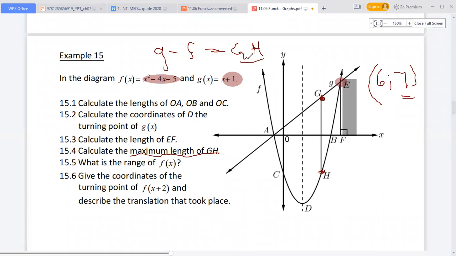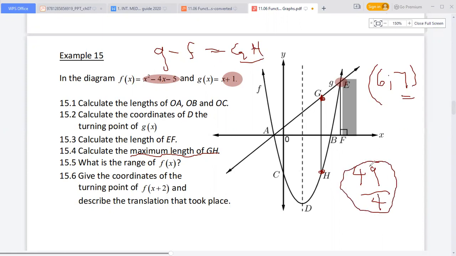And obviously, GH will give you a quadratic. So what you'll basically do, you take that quadratic, you complete the square. At the end, you'll be having something like GH is equal to A(X plus P) squared plus Q, right? And then you take the Q value, that should give you the maximum value, right? So here in this case, the length of GH is supposed to be 49 over 4, that should be the maximum value.